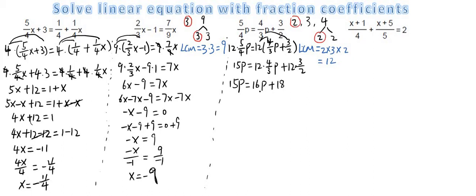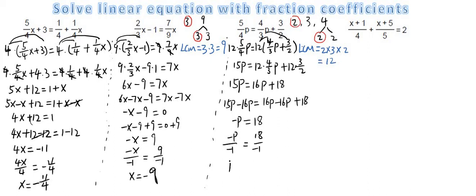Now we wanna remove the p on the right hand side. So how to remove it? Subtract the 16p for both sides. Then we cancel out, and for the left hand side we're gonna get negative p equals 18. And then divide by negative 1 for both sides. We're gonna get p equals negative 18.